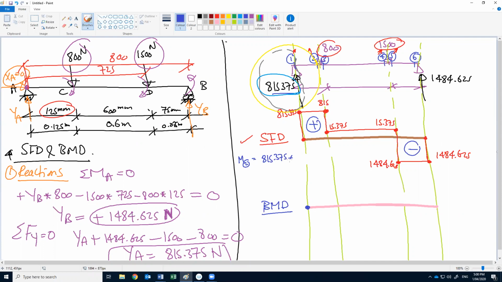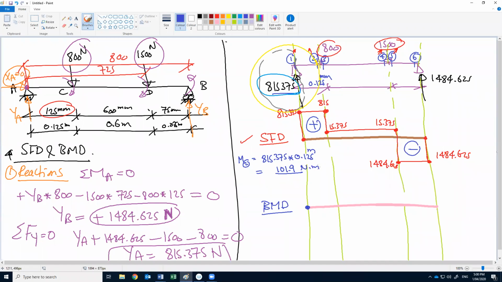So M at 2 will be 815.375 multiplied by the distance. What is the distance? 125 millimeters. Yeah, this distance, which is 0.125 meter. Okay, this gives us the moment here will be 101.9 Newton meter.